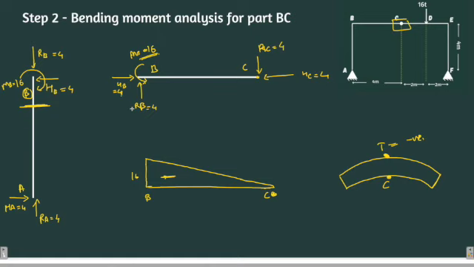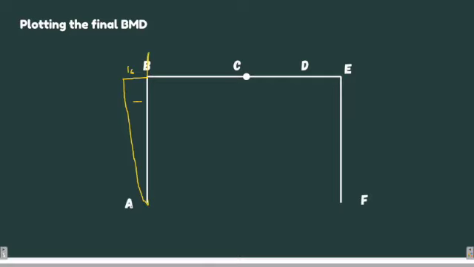Let's check for part BC. This was the bending moment diagram for part BC. It was again 16 units over here. At point C, there was no moment. So again negative, and this is 16 units over here.